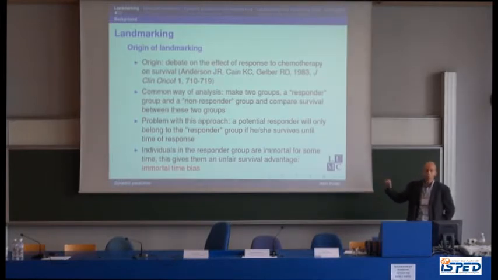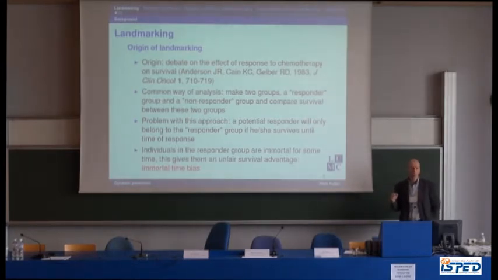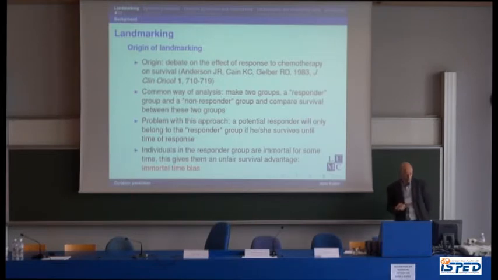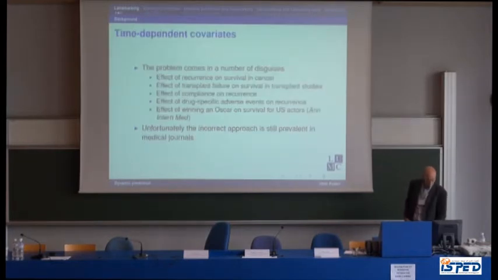And that's not true for a non-responder. A non-responder will always belong to the non-responder group, also if the person dies very quickly. So the comparison is not fair. In some sense you could say that the people in the responder group are immortal for some time. They are immortal for the time until their response occurs. And that's what the epidemiologists call the immortal time bias. So this is a biased approach, and this paper dealt with this bias.